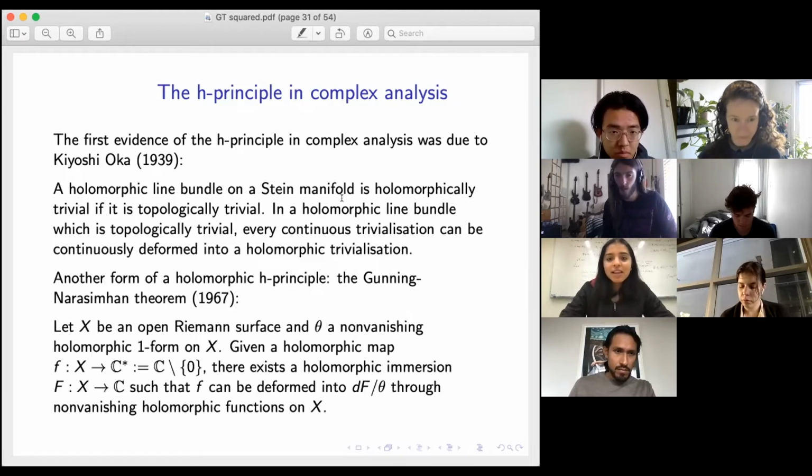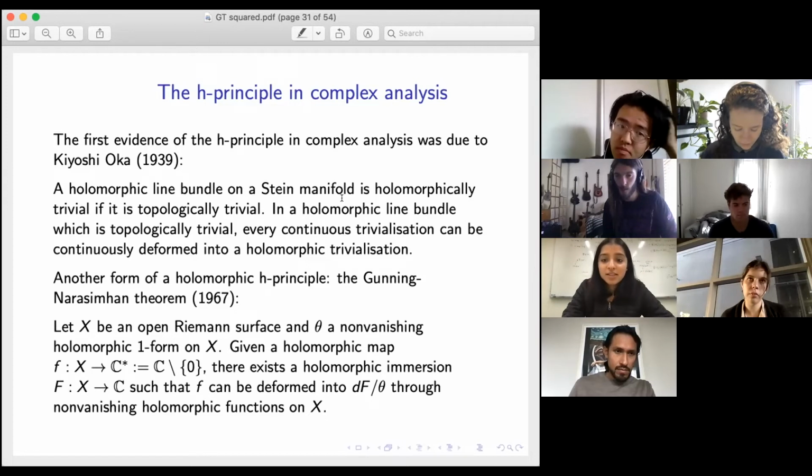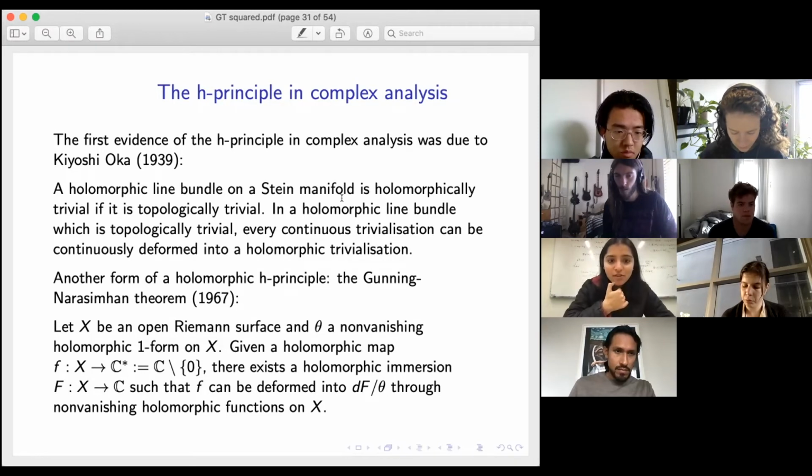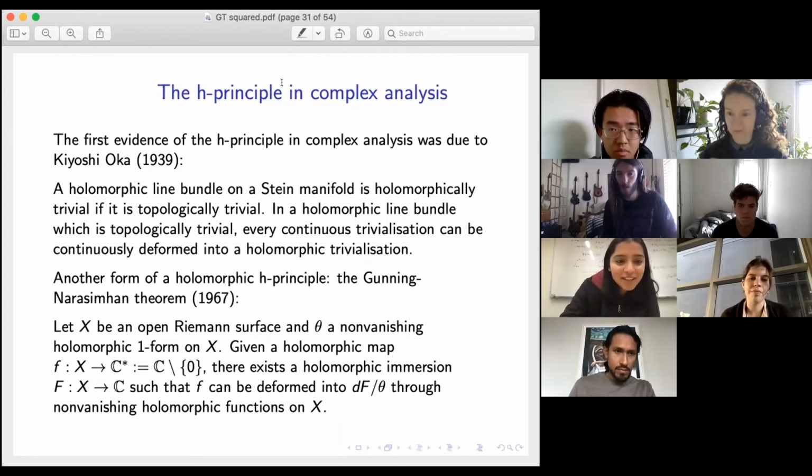Here it is. So we let X be an open Riemann surface, so a non-compact Riemann surface, and theta a non-vanishing holomorphic one-form on X. Now, I'm sure everyone knows what that is, but if you don't, just know that it's a device for fitting a notion of differentiation on manifolds, and you can just treat it as a symbol if you want. But what it really is, is a section of the holomorphic cotangent bundle.